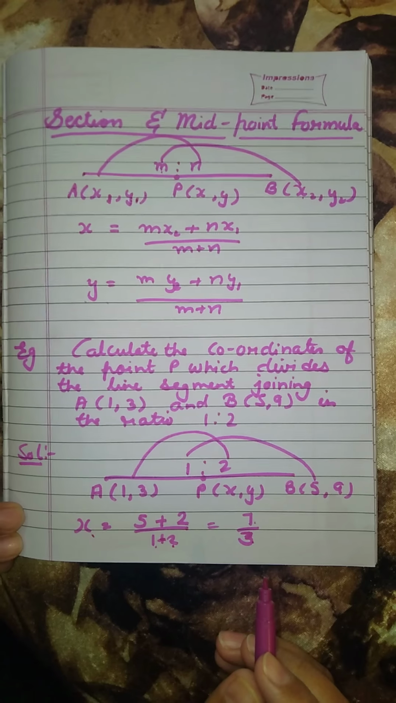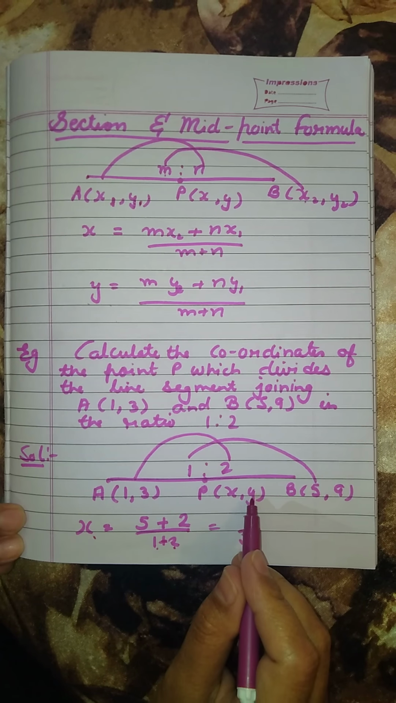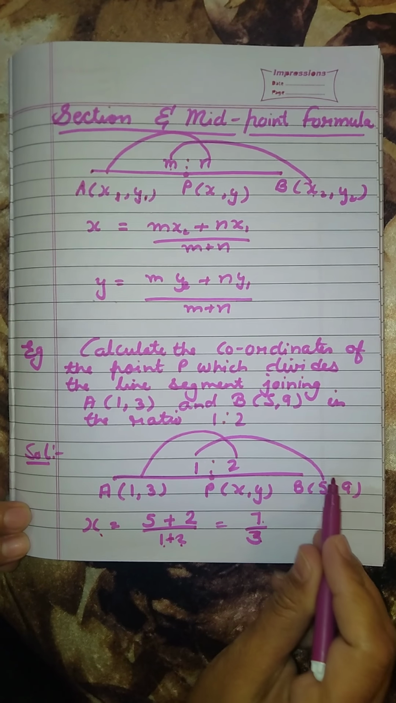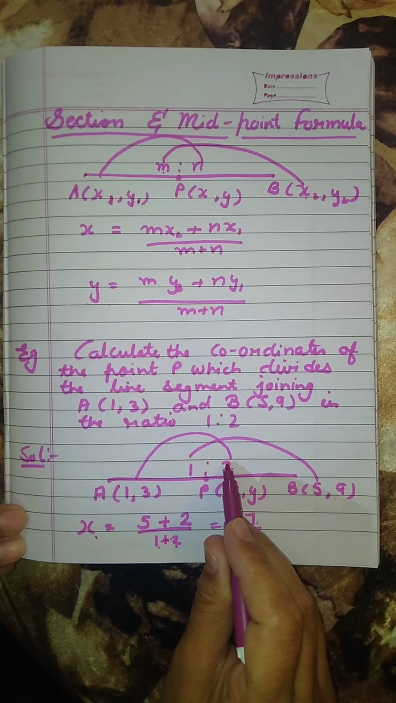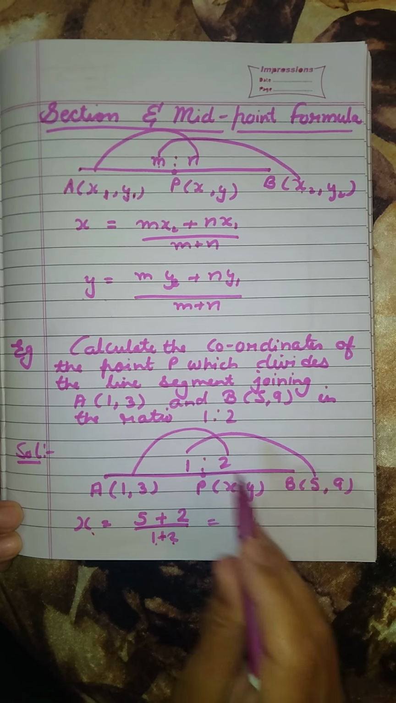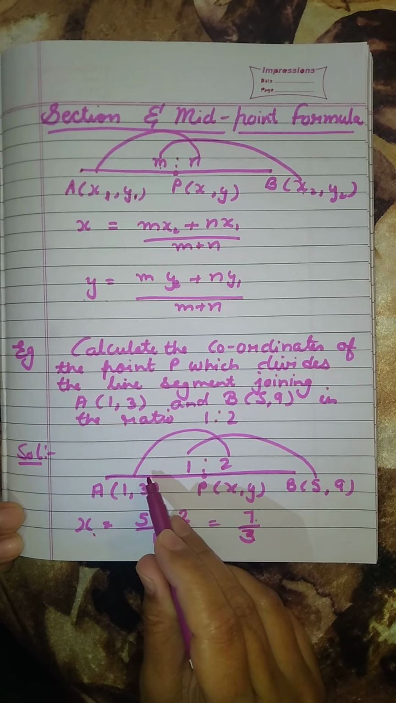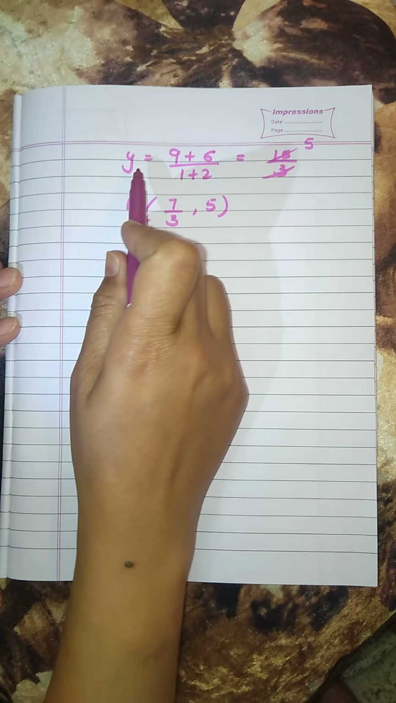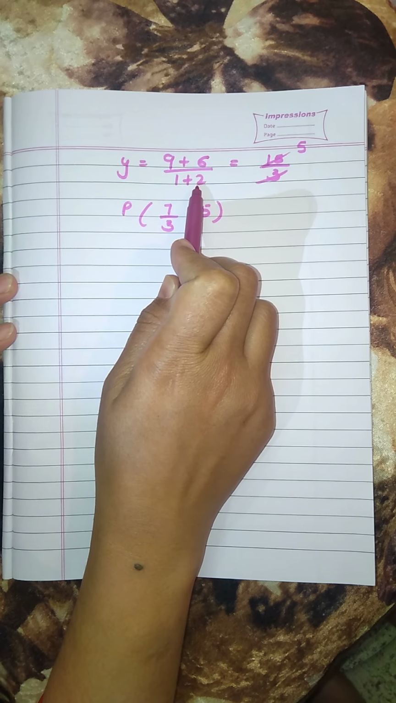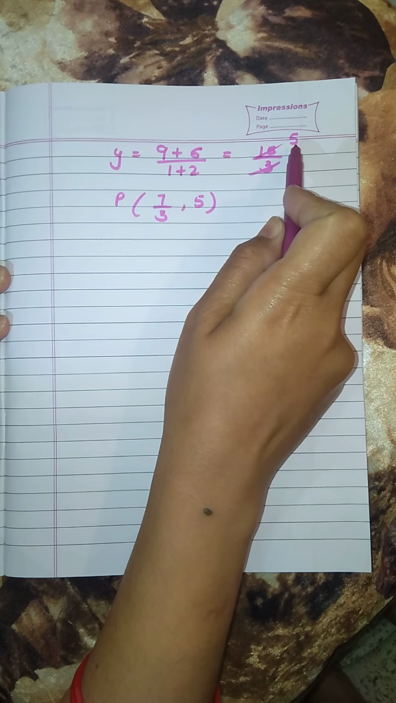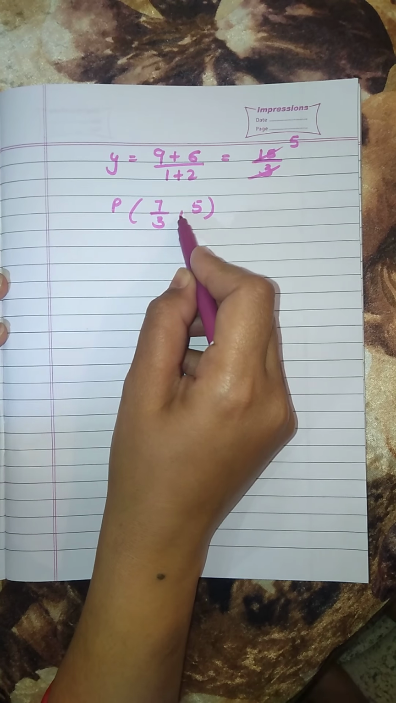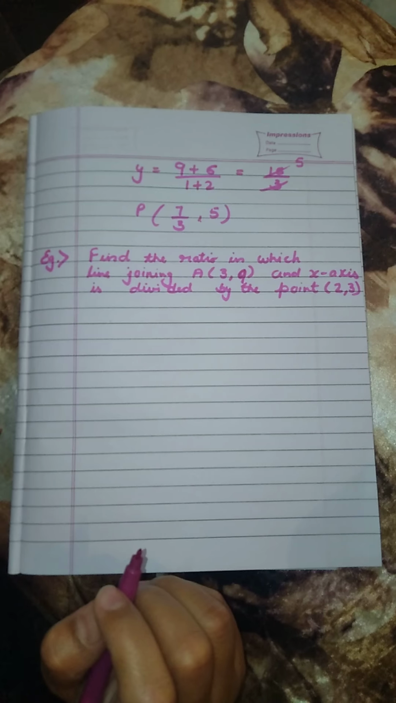Similarly, to find the y coordinate, I have to multiply 1 with the y coordinate that is 9 and 2 with the y coordinate that is 3. So 1 into 9 plus 2 into 3. So y becomes 9 plus 6 over the sum of ratio 1 plus 2. After cancelling you get 5. So I get my point P coordinates as 7 over 3, 5.